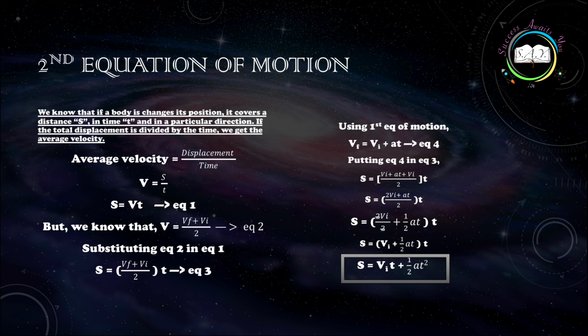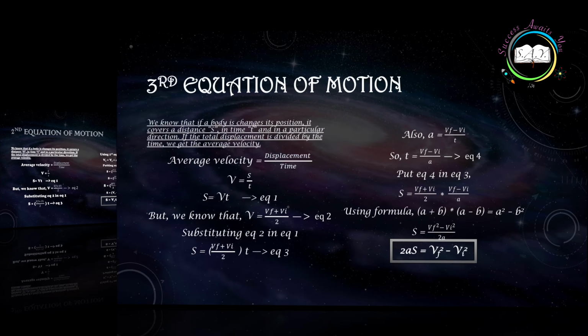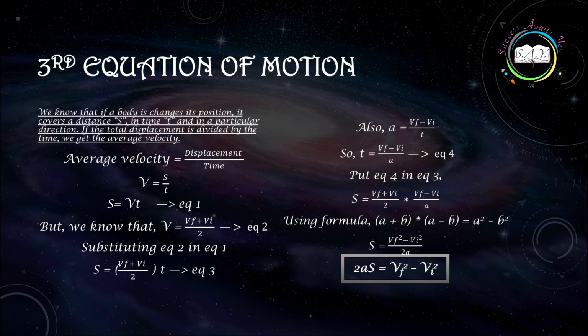In the end, the equation will be multiplied by t, and the equation will become s equals vit plus half at squared, which is our required second equation of motion. Consider the same body for third equation of motion, and we will repeat the same steps till equation 3 as we did in second equation of motion. After that, we know a equals vf minus vi upon t. We will cross multiply a and t, which will then become our equation number 4.